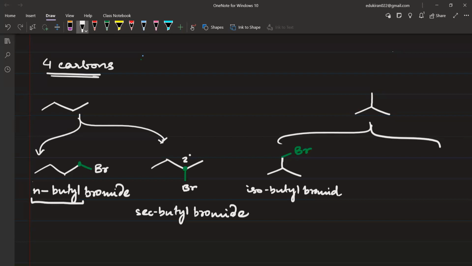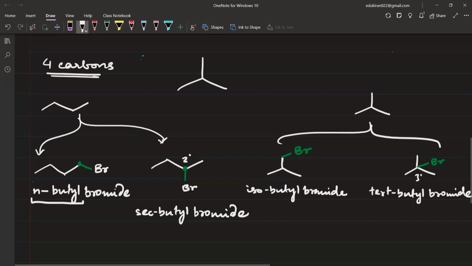Now there remains one point of attachment, that is with this middle carbon atom. If I attach a Br group here, and since this carbon atom is a 3-degree carbon, this will be tert butyl bromide. So if I have a group of 4 carbon atoms and it is attached to something with this 3-degree carbon, then this fragment is known as tert butyl.